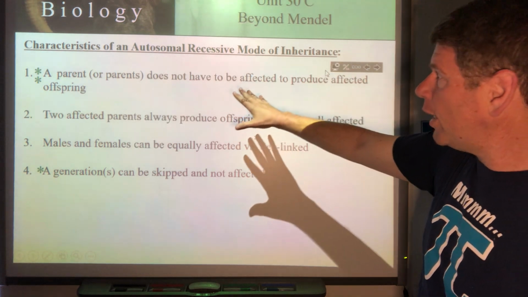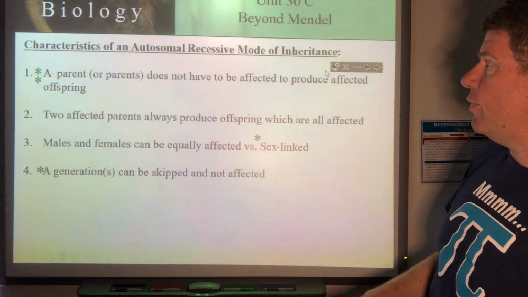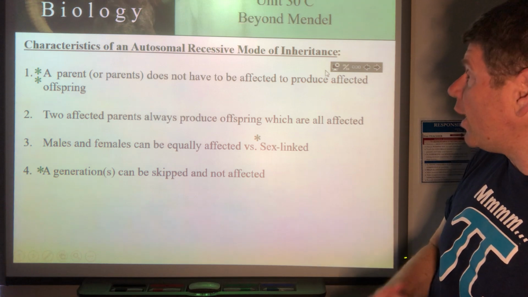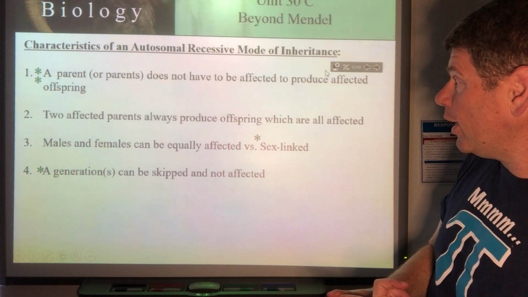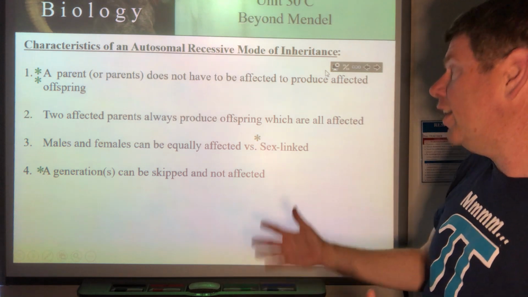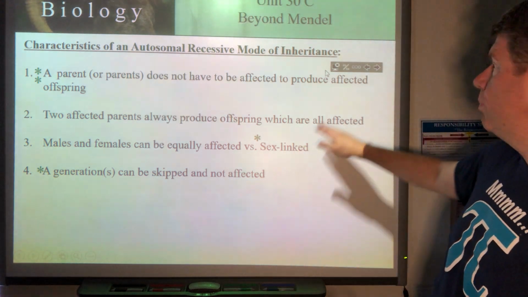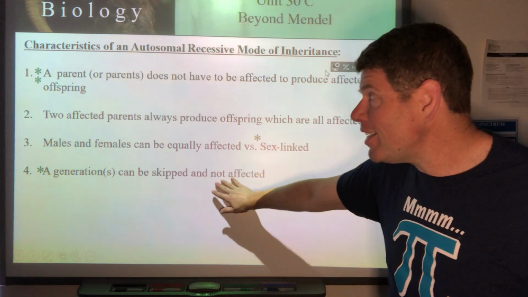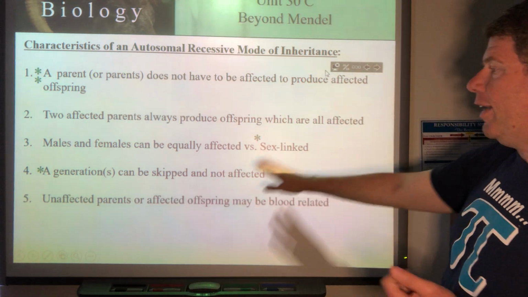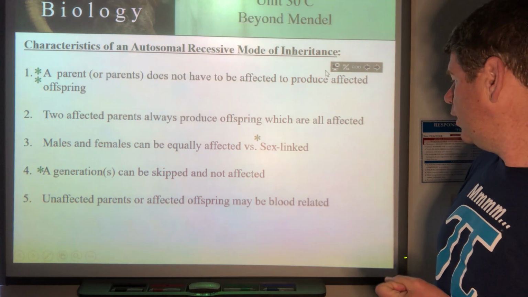Okay, so again, we've got 4 characteristics of typical autosomal recessive. We've talked about this before in the last chapter. A parent does not have to be affected to produce affected offspring. 2 affected parents always produce offspring that are all affected. Males and females are equal, and we can skip generations. Okay, not a guarantee, but most likely autosomal recessive. Oh, and unaffected parents of affected offspring may be blood related.